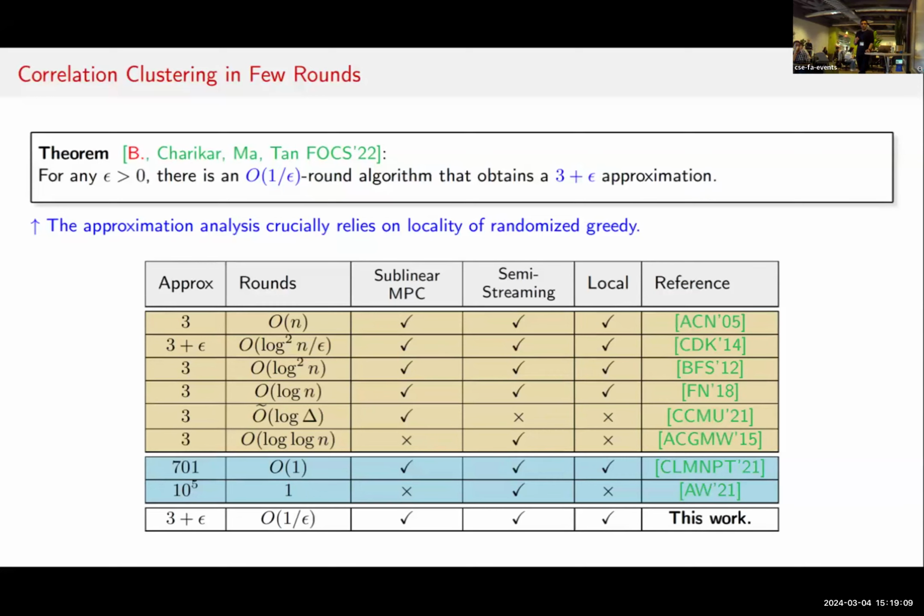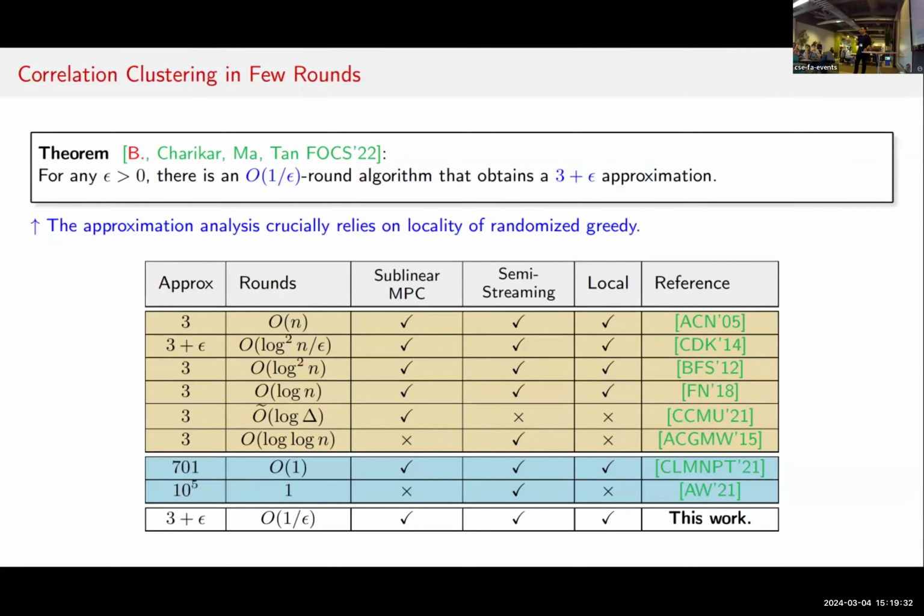There's been also some follow-up work that I forgot to add to this table. But basically, there were 2 lines of work before. There were algorithms obtaining 3 approximation or almost 3 approximation, and polylog or log rounds, depending on the setting. And there were large approximation in constant round. So this is a constant approximation. This is a constant round algorithm. It's almost 3, so achieves the best.